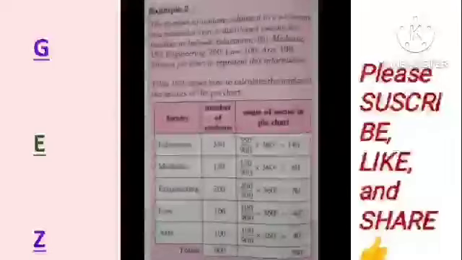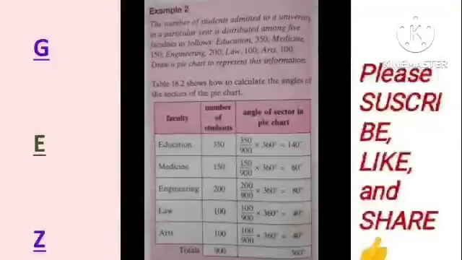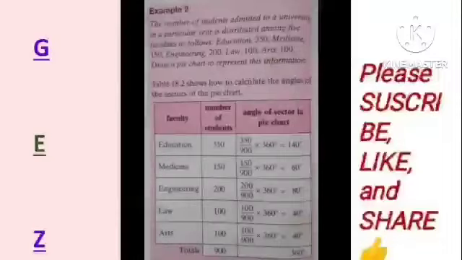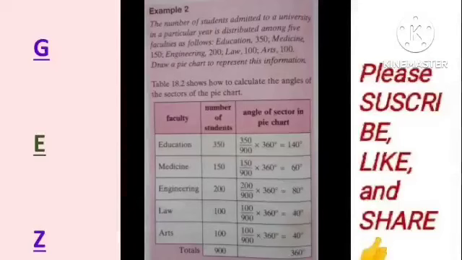Before you draw a pie chart, the first thing you are supposed to do is work out the angles of the sectors of the pie chart. First of all, we have the table here, which we are going to use to represent the angles. In the first column, we have the different distribution of students: education, medicine, engineering, law, and so on. Then in the second column, we have the number of students for each respective discipline.